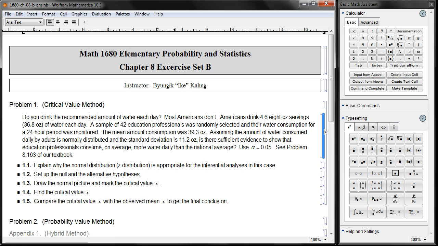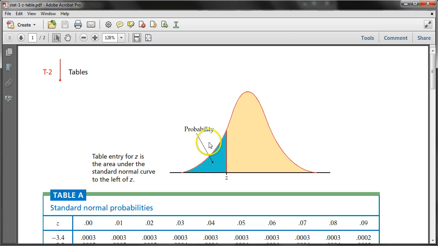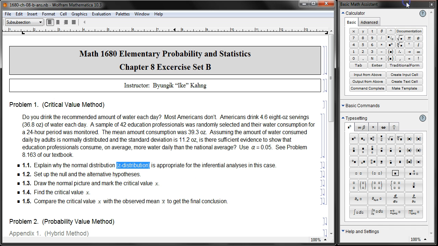Okay, let's begin. 1.1, explain why the normal distribution, also called the z-distribution, is appropriate. Number 1 is partly a theory and partly a hint. Even if you cannot answer 1.1, you can use the z-table and z-curve, this one in particular, to answer the other parts. But let's talk about the theory. Now, why can we use the z-distribution or the normal approximation?